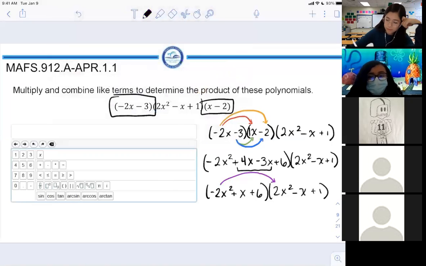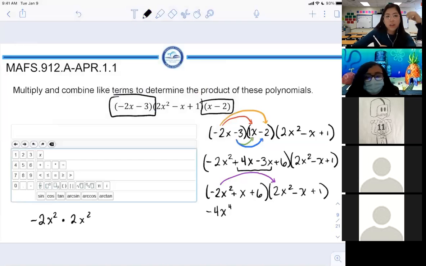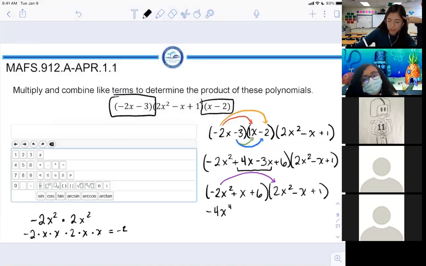Negative 4x squared. Be careful, we're multiplying. The 4th power, yeah. Because what did I just do? I just did negative 2x squared times 2x squared. Remember that when you square something, it's because you're multiplying it by itself. So this is the same as negative 2 times x times 2 times x times x. How many x's do you have? You have 4. So this would be negative 4x to the power of 4. Questions on how I got negative 4x to the power of 4?